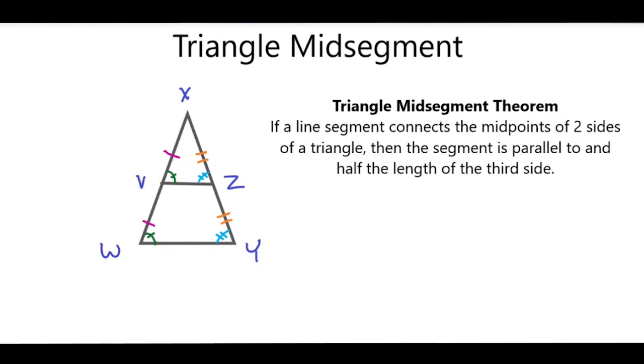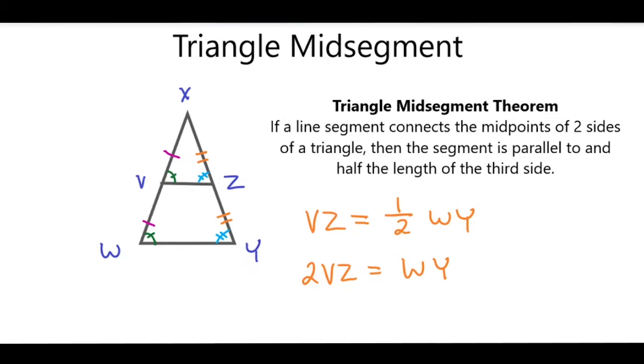And since they're parallel, that means that this angle here and this angle here are congruent, and this angle here and this angle here are congruent. And we also know that VZ is equal to 1/2 of WY, or 2 times VZ is equal to WY.